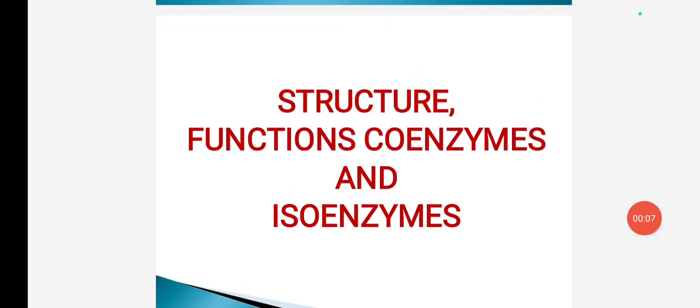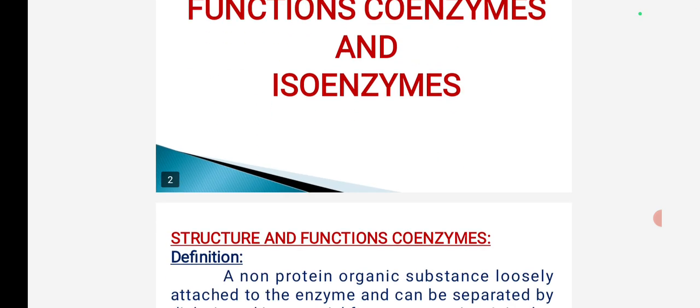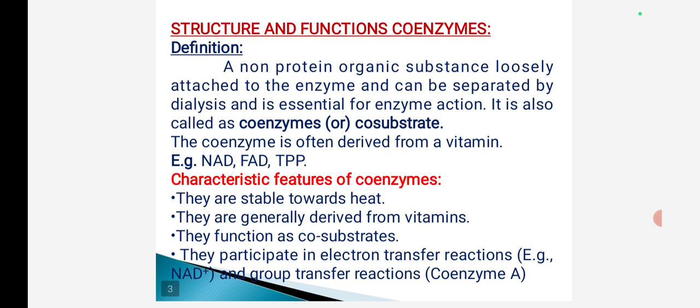Structure and functions of coenzymes and isoenzymes. Structure and functions of coenzyme. Definition: a non-protein organic substance loosely attached to the enzyme, which can be separated by dialysis and is essential for enzymatic action. It is also called a co-substrate or coenzyme. The coenzyme is often derived from a vitamin, for example, NAD, FAD, thiamine pyrophosphate.